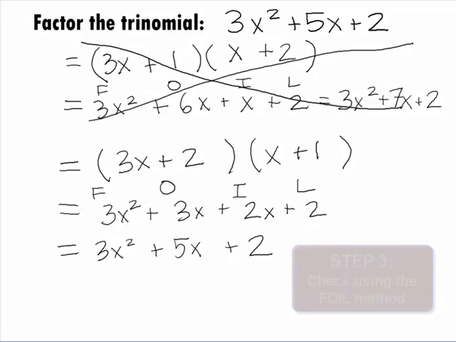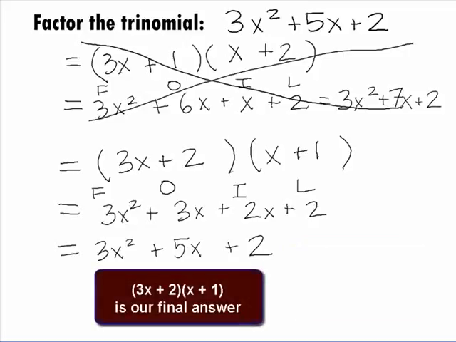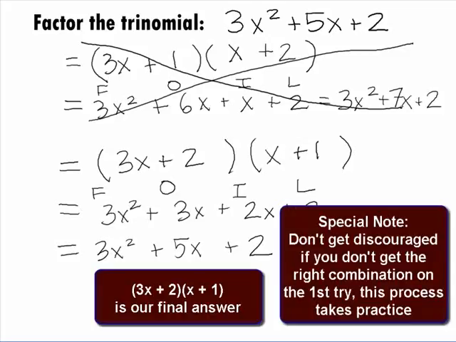This is our original polynomial, so this means that 3x plus 2 times x plus 1 is our final answer. Now don't get discouraged if you don't get the right combination on the first try. This process takes some practice. After a while, you will get used to it and be able to do it efficiently.